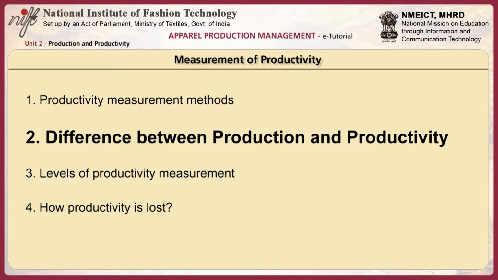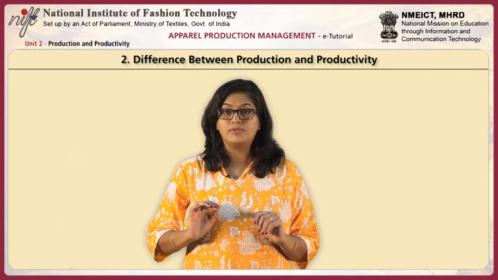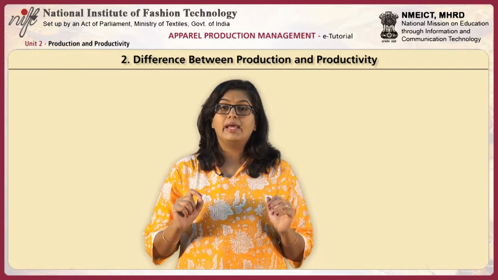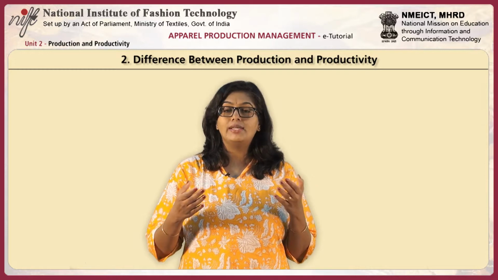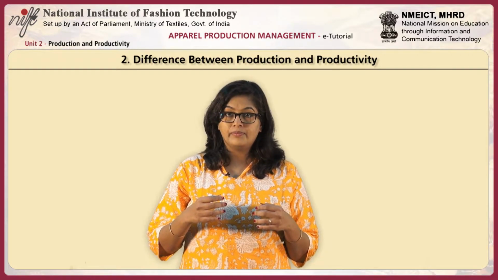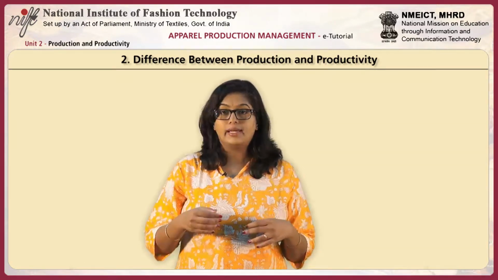Now that we've understood various measurements of productivity calculation, let us move on to production and productivity. Production and productivity are completely different terms. A company may have higher productivity and lower production, or vice versa. Let us try to understand the same with the following example.